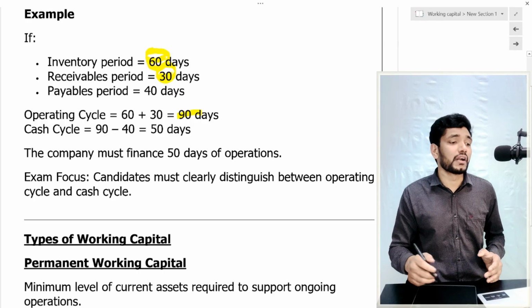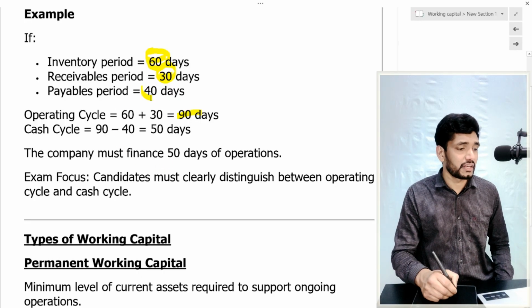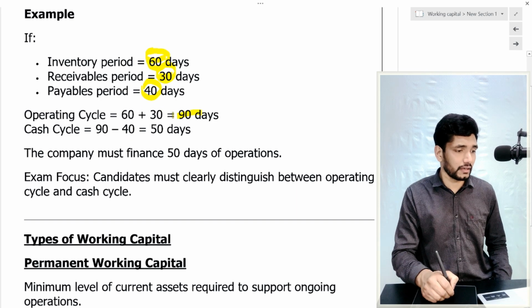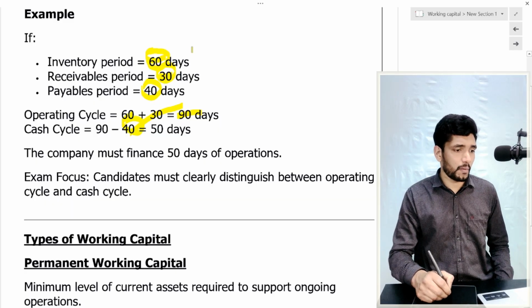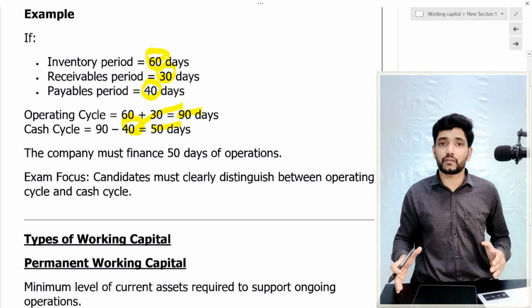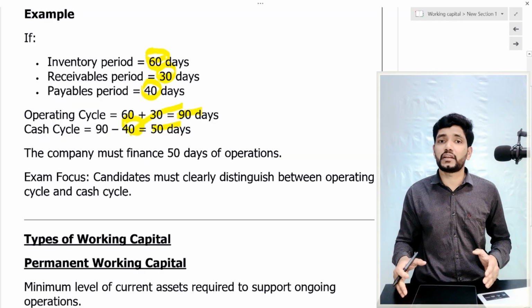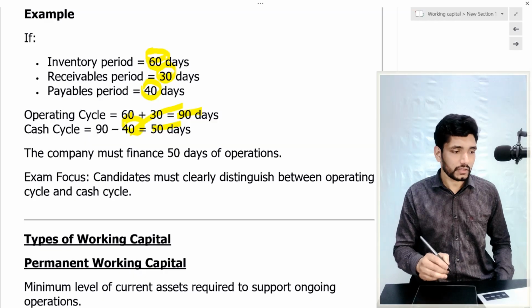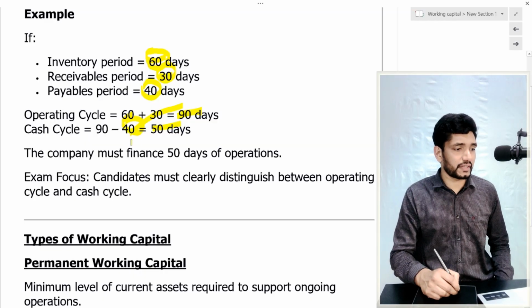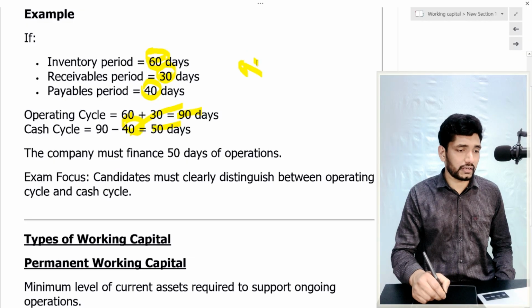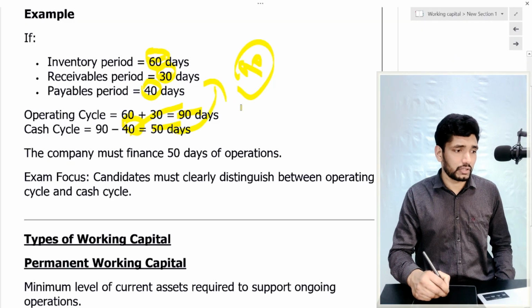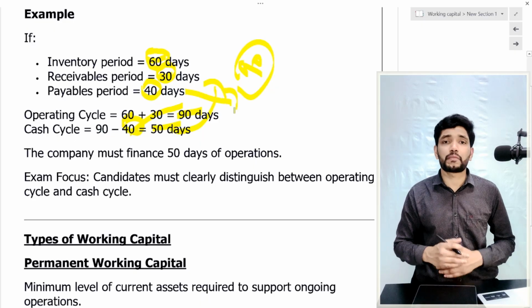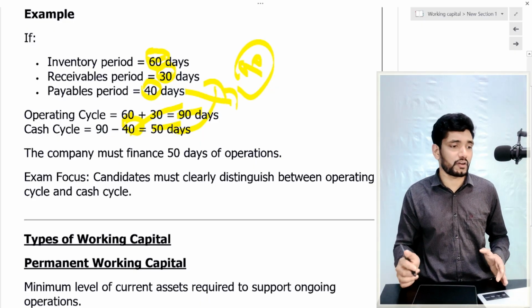But we have a payable period of 40 days, which means for the cash cycle, from the operating cycle, you can reduce that 40 days. So in this example, the operating cycle is 90 days, but the cash cycle is 50 days. So in the cash cycle, we are reducing the payable period from the operating cycle. So in this example, we can say that the total 90 days is our operating cycle. Out of this 90 days, for 50 days the company has to finance the working capital, and for 40 days the supplier will finance our working capital requirement.